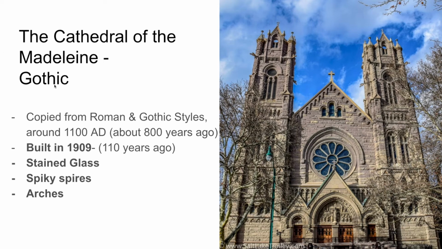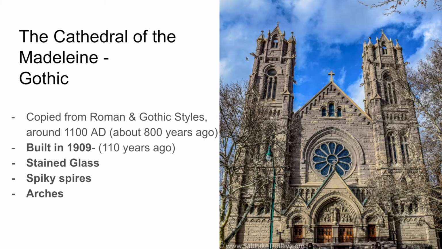Like we talked about, it's Gothic in style and has a little bit of Roman style as well, which are similar. So this building was built in 1909, so a little bit over 100 years ago. Some ways that we can tell it's a Gothic cathedral is that it has pointy spires and towers in it. And I wrote here spiky spires. They just look spiky, so they're very jagged and pointy looking, almost sharp looking. That's one way to tell that it's a Gothic building.